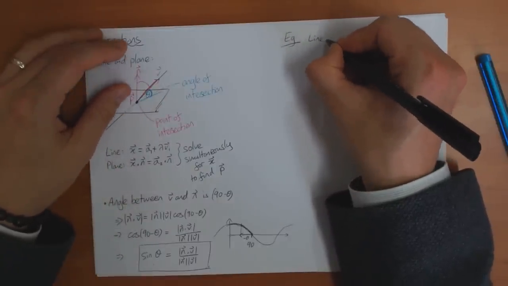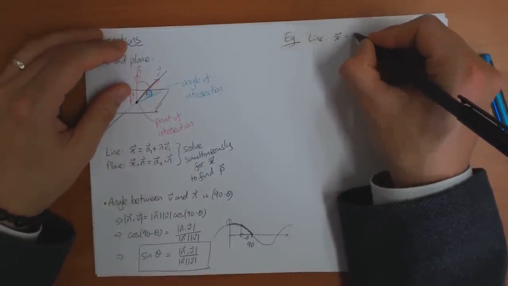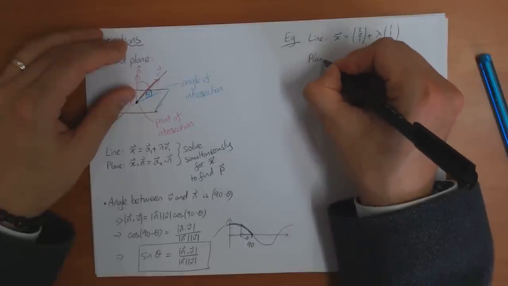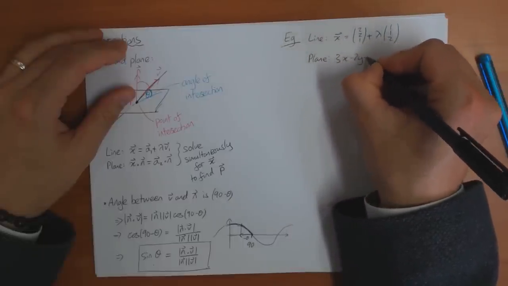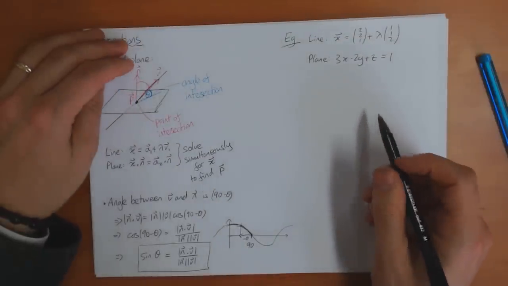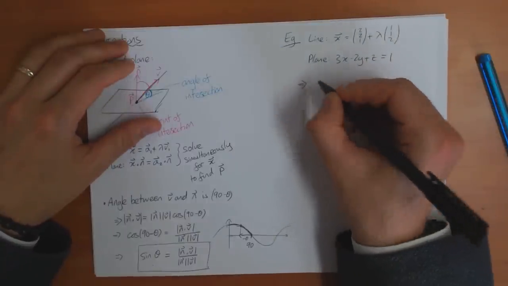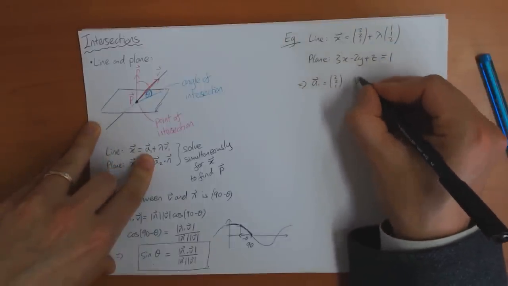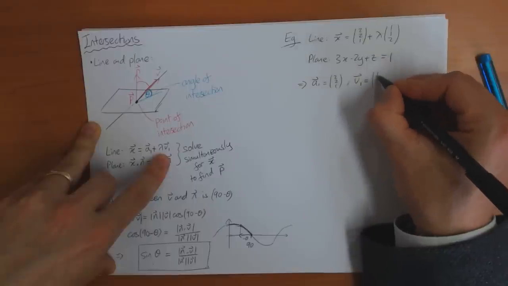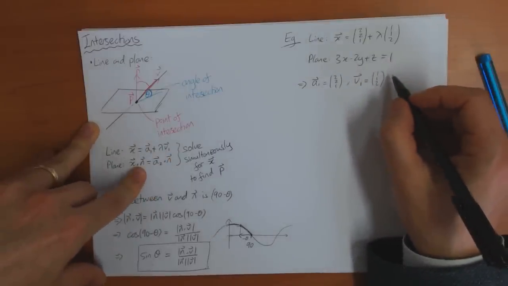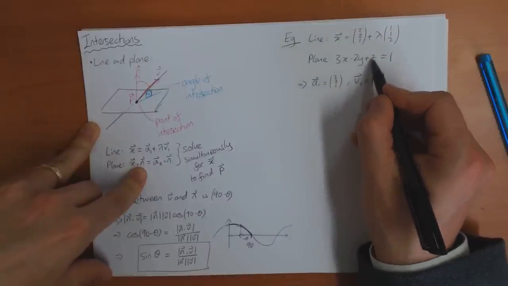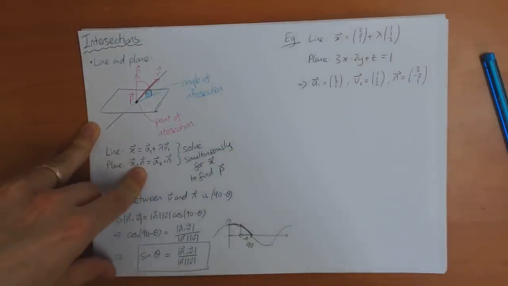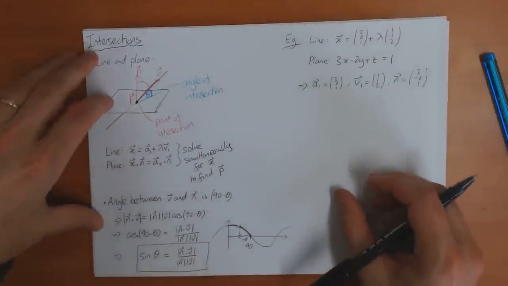Suppose that I've got the line x is (2, 2, 1) plus lambda (1, 1, 2), and I've got the plane 3x minus 2y plus z equals 1. So from here we get some numbers. a1 is the point on the line, so a1 is (2, 2, 1). V1 is the vector along the line, so that's (1, 1, 2). N is the normal to the plane, and you can see that this is x dot (3, -2, 1). So N is (3, -2, 1).